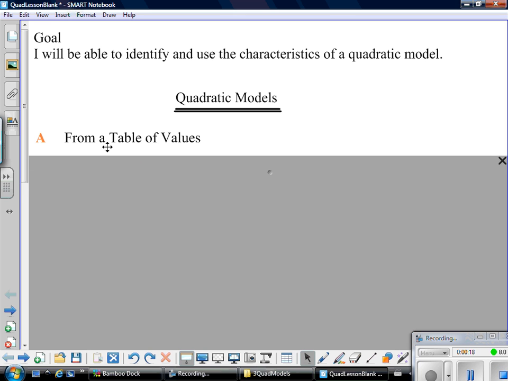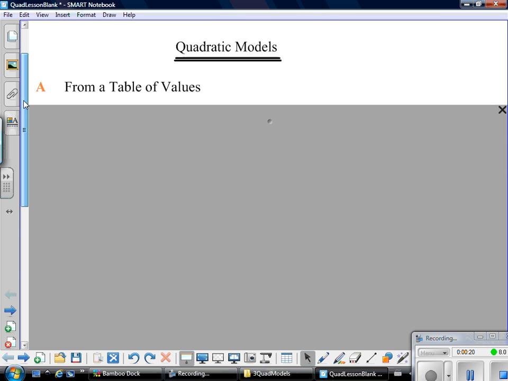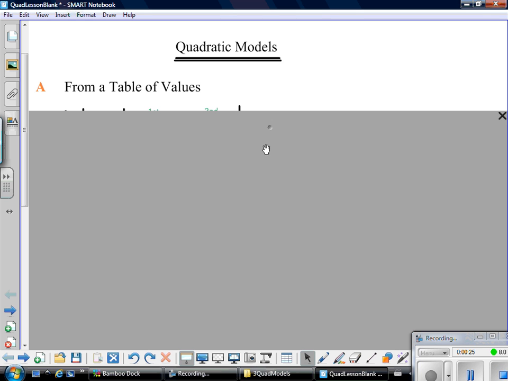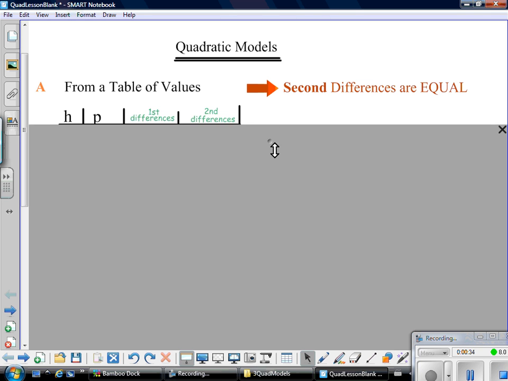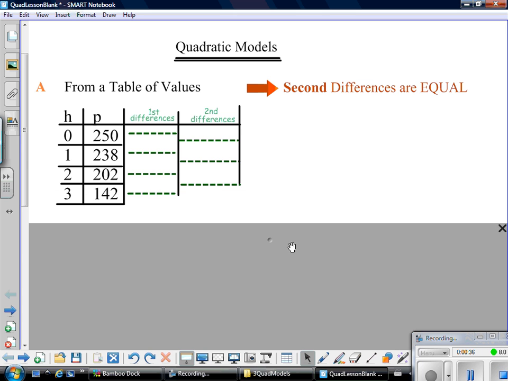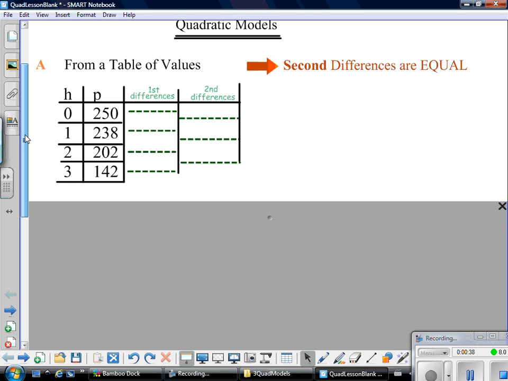So just like when we talked about linear, we can tell whether something is quadratic from its table of values. Now, what we know about quadratics is that their second differences are equal. So it means we have to do a little bit more work in order to determine that. So what I've done this time is we have our table of values, and I have a first differences column and a second differences column. So I have this table of values I know is a quadratic model.